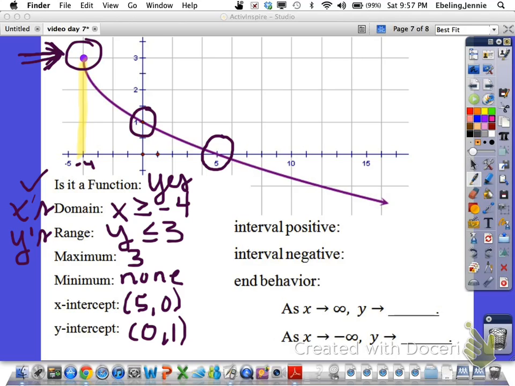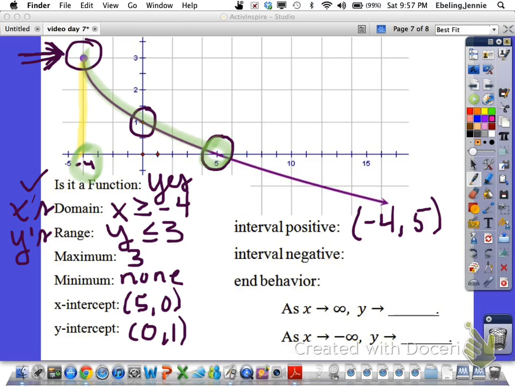The interval positive is where is the graph above the x-axis. That's what we're looking for here. So if I was to look above the x-axis, it's above the x-axis in this region right here. It's coming from the x value of -4 and it's going to this 5. So my interval positive, I write -4, 5, because it goes from -4 to 5 along the x-axis. That's where the graph is above the x-axis.